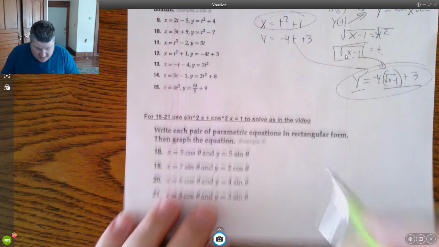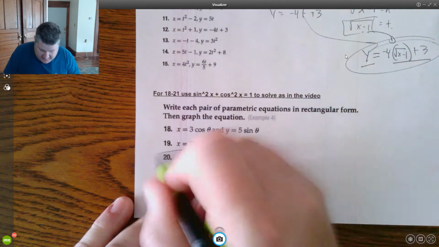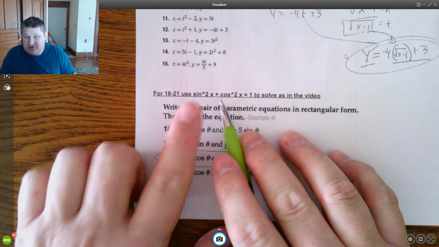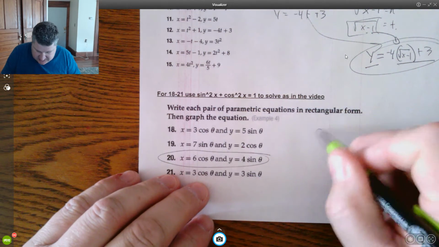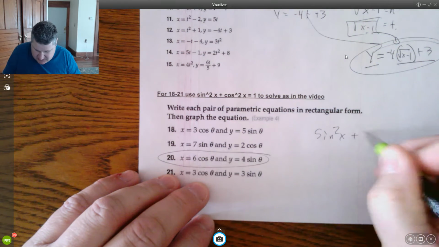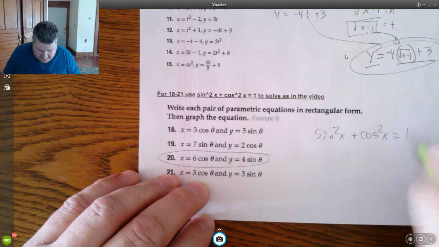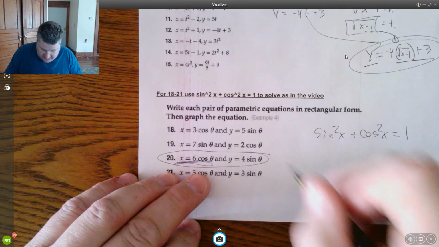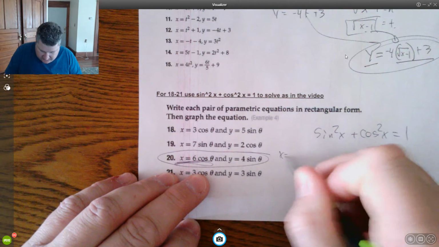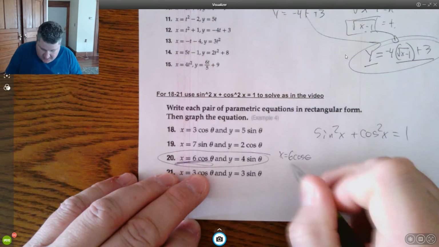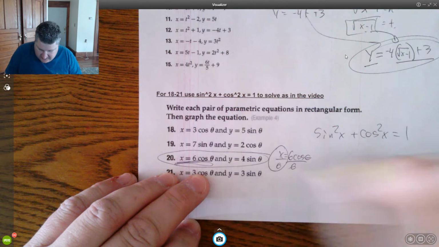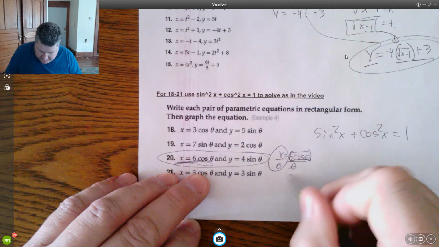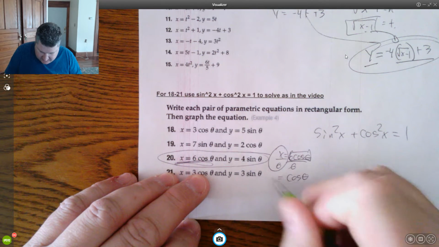Now let's go down to the bottom and let's talk about number 20. Now I've told you, use the Pythagorean theorem. This is that trig identity. So sine squared x plus cosine squared x equals 1. Well, in this case, x equals 6 cosine theta. So if x equals 6 cosine theta, all I have to do is divide both sides by 6. And now cosine of theta equals x over 6.